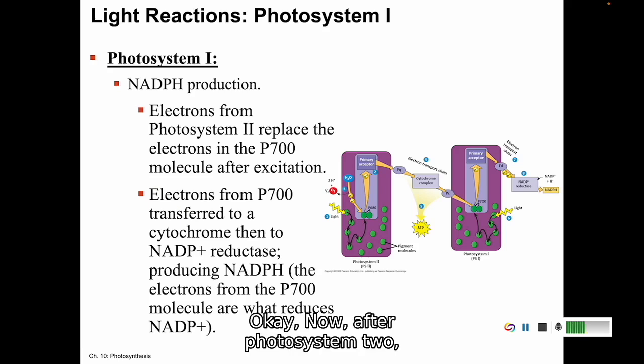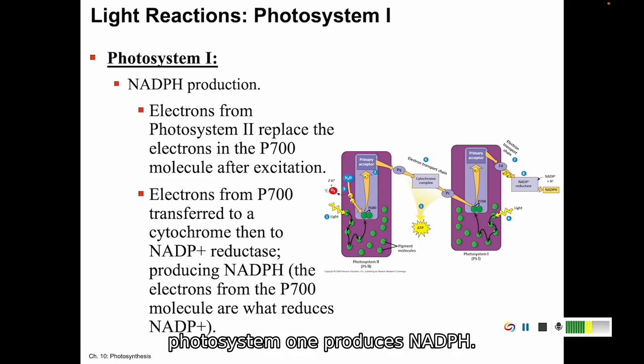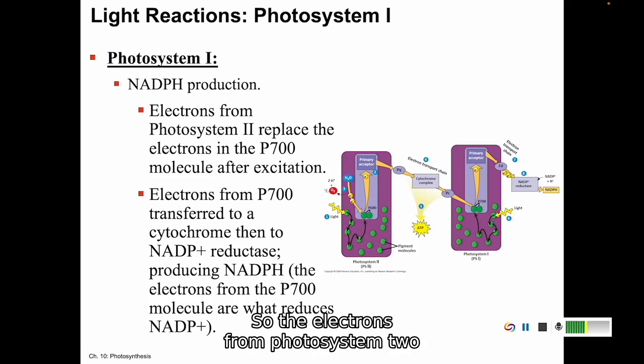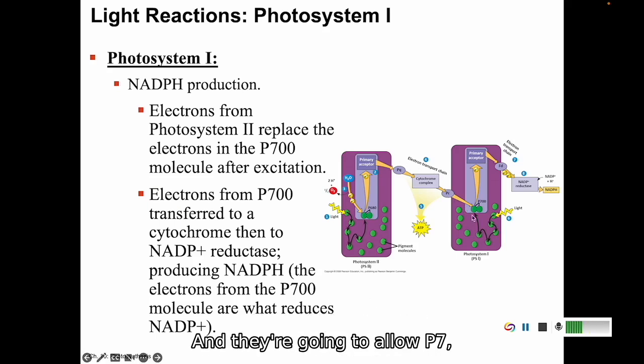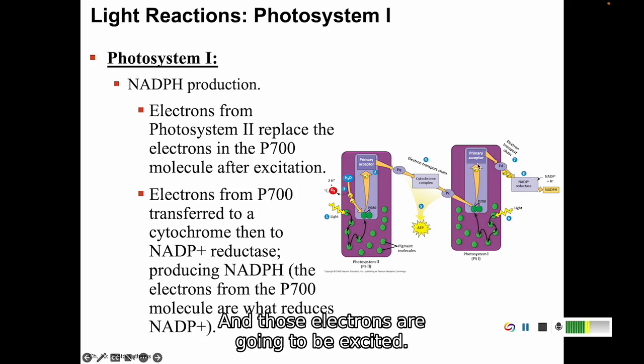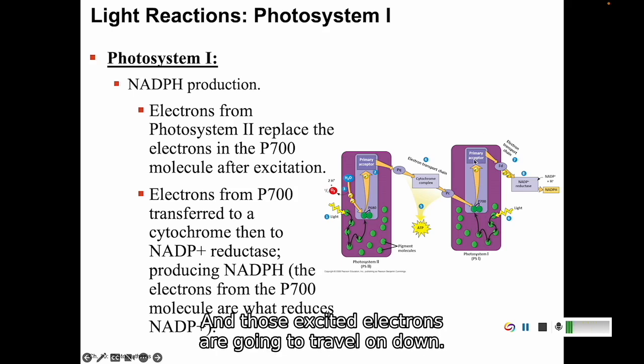Okay, now after photosystem 2, we're running through photosystem 1. Photosystem 1 produces NADPH. So the electrons from photosystem 2 are going to travel over here to photosystem 1, and they're going to allow P700 to give up electrons and be excited. Those electrons are going to be excited. So they come in and replace those electrons that are excited. And those excited electrons are going to travel on down.